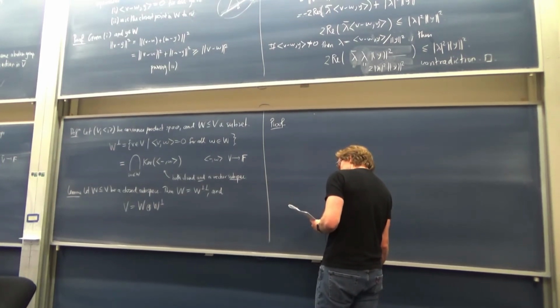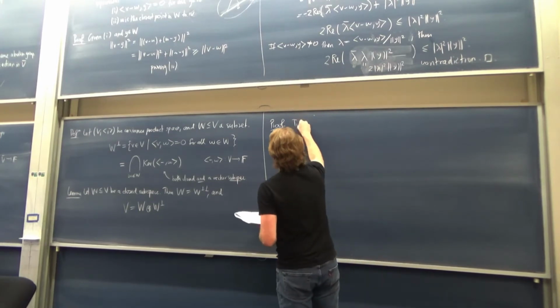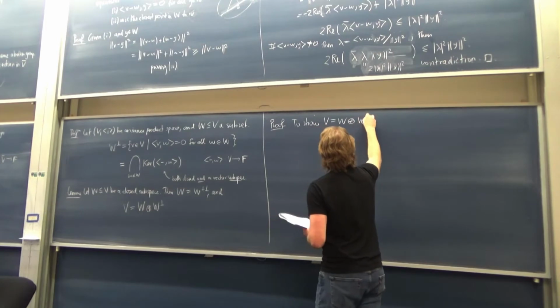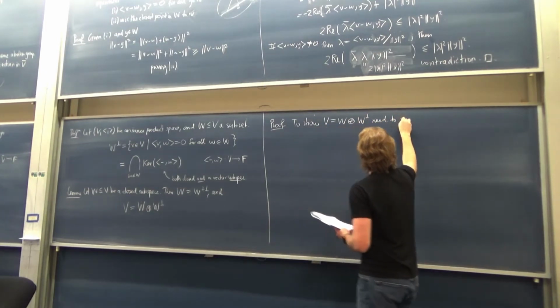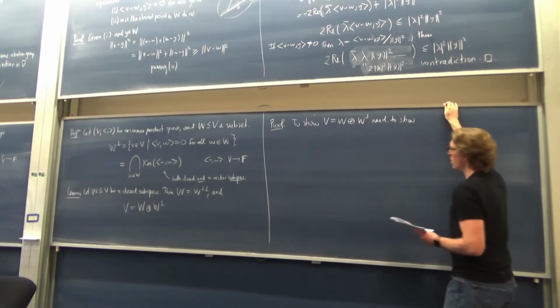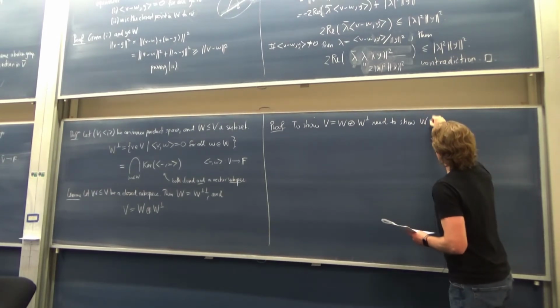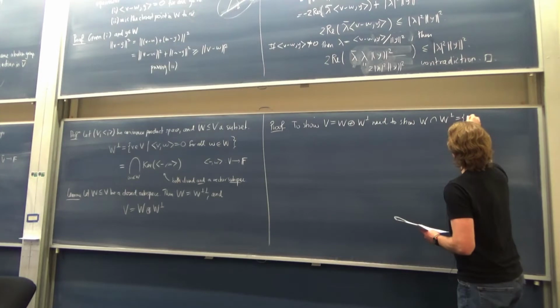All right, so let me prove the second claim first. What do I need to show that a vector space has a direct sum decomposition like that? I need to show the intersection is the 0 subspace.